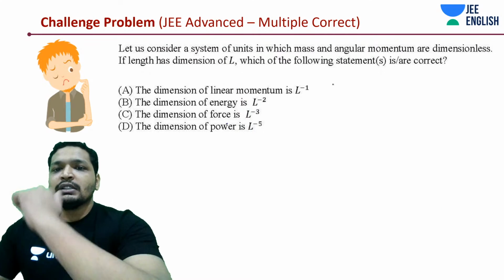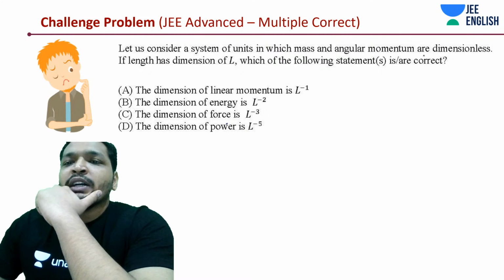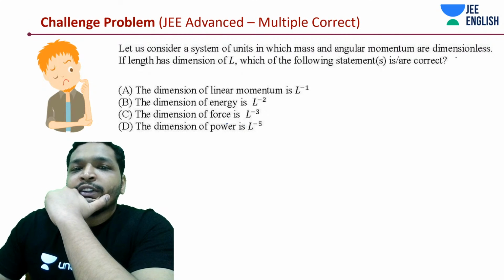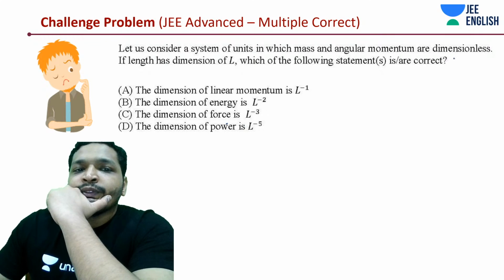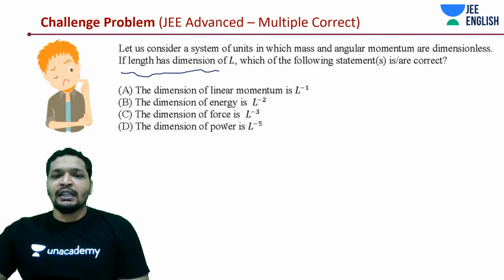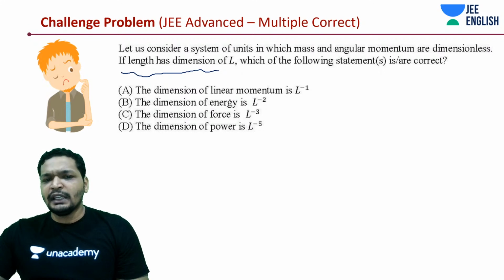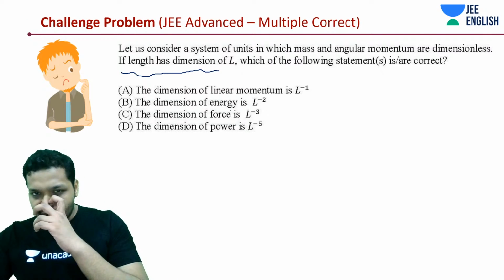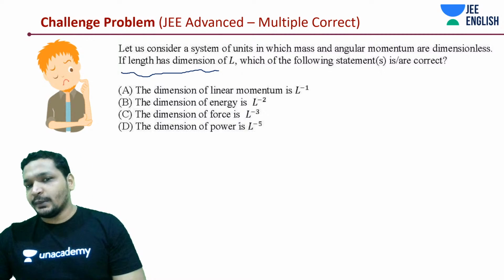So what is being asked? The units in which mass and angular momentum are dimensionless. In a new unit system, if length has dimension L, then which of the following are true? Linear momentum's dimension is given to you, energy's dimension is given to you, force dimension is given to you, power's dimension is given to you.